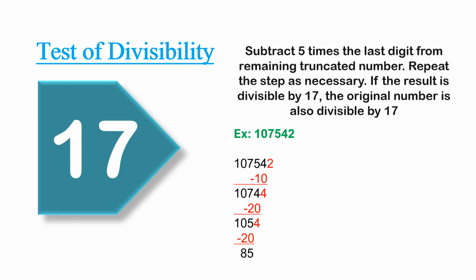1,07,542. Last digit 2. 2 into 5, that is 10. 10 should be subtracted from 10,754. Answer 10,744. Last digit is 4. 4 into 5, 20. 1074 minus 20, 1054. Last digit is 4 again. 4 into 5, 20. 105 minus 20, 85. 85 is completely divisible by 17. Hence the number 1,07,542 is also divisible by 17.